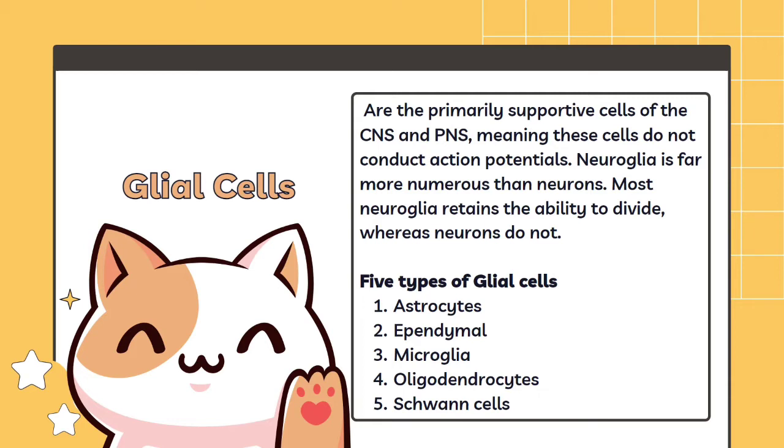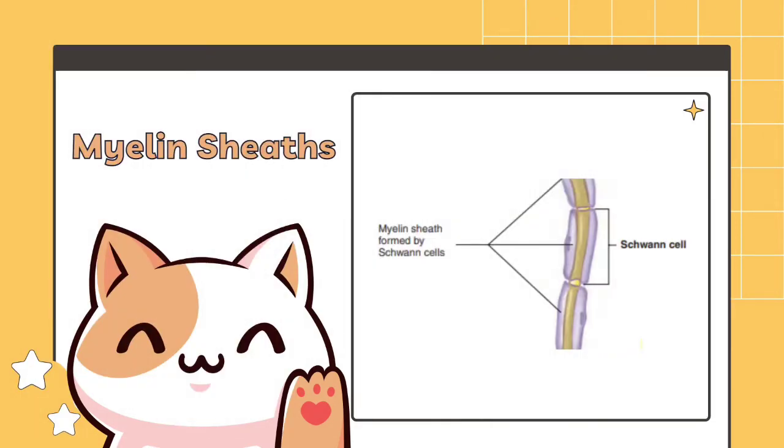Last but not least are the oligodendrocytes in the CNS and Schwann cells in the PNS, which provide an insulating material that surrounds the axon. Next is the myelin sheaths. Myelin sheaths are specialized layers that wrap around the axons of some neurons. Axons are either unmyelinated or myelinated.